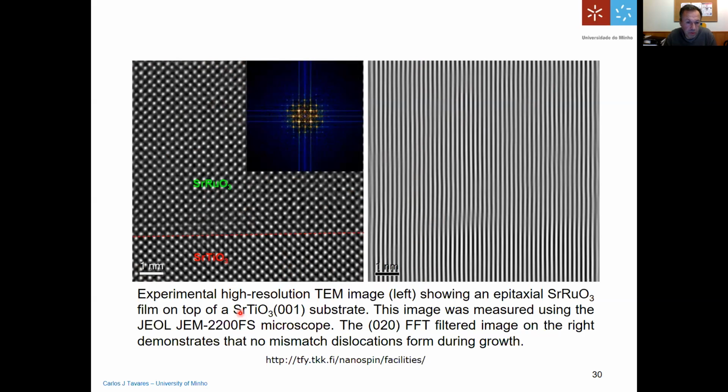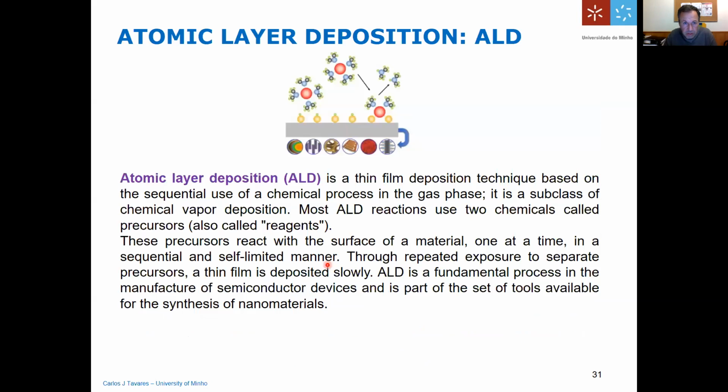And for this case, we were using strontium titanate as a substrate, and also producing strontium ruthenium oxide. Actually, both are ABO3 materials which have a kind of perovskite structure, and they produce very nicely ordered materials. And you can do this by metal organic CVD.